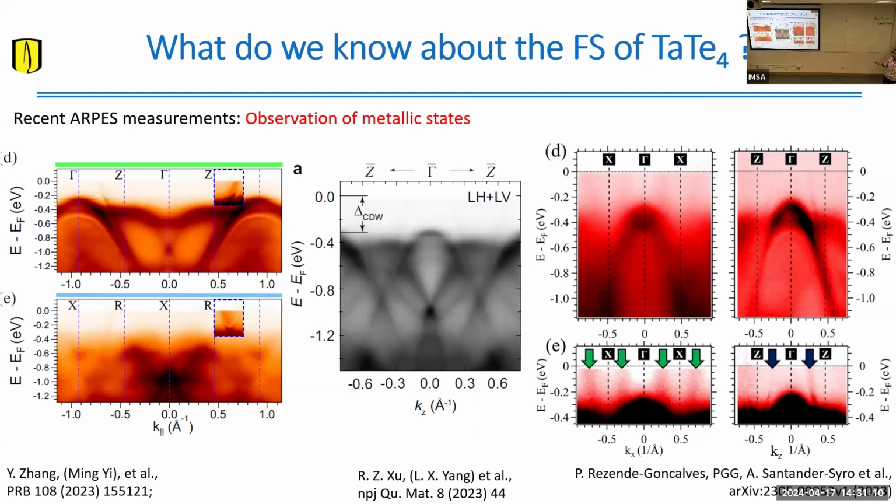So ARPES, for the first time, so these are very recent papers, 3 different papers from last year that measure ARPES and observe for the first time a metallic state in the system. And this was a big question for many, many years because previous ARPES measurements never observed states at the Fermi energy. So we needed an improvement in resolution for this ARPES technique in order to observe very weak metallic states.